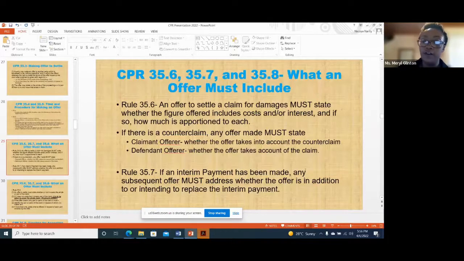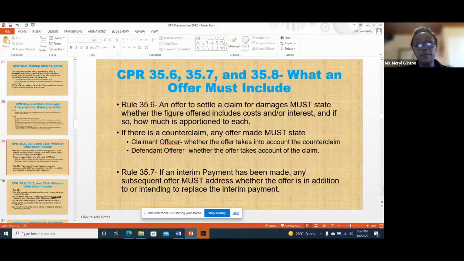So any offer that is extended, and remembering that the offer must be in writing, must state whether or not the offer itself includes costs and interests. And if you want that offer to include cost and interest, you must also detail exactly how much of what you are offering. And in this circumstance, we're speaking specifically of offers in relation to claims for damages. So in those circumstances, you must separate how much of the amount that you're offering is set aside for the damages itself, and how much has been set aside for costs, and how much has been set aside for interest.